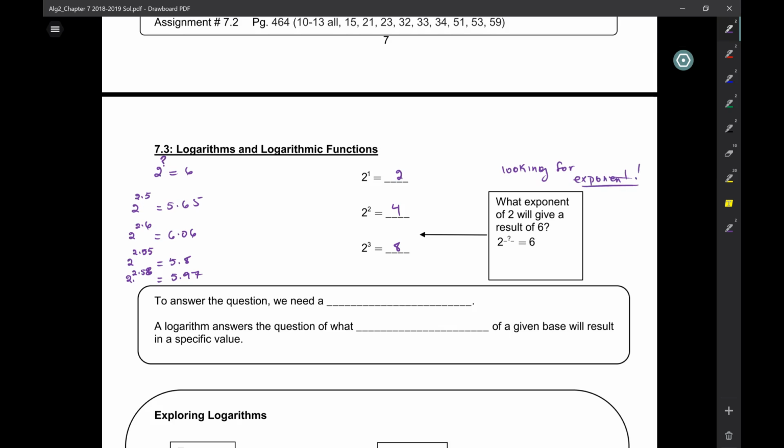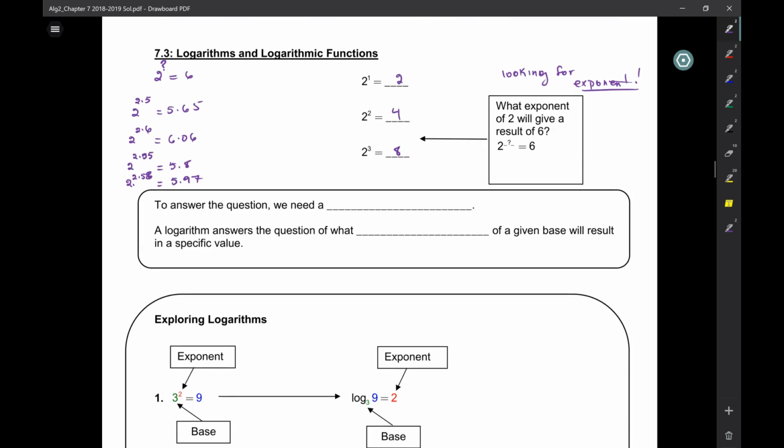Math has a solution when we're looking for an exponent. You know what the solution is? It's a logarithm. To answer this question, what we need is a logarithm. It has nothing to do with a tree or a log. It has nothing to do with music or rhythm. It's just a logarithm.